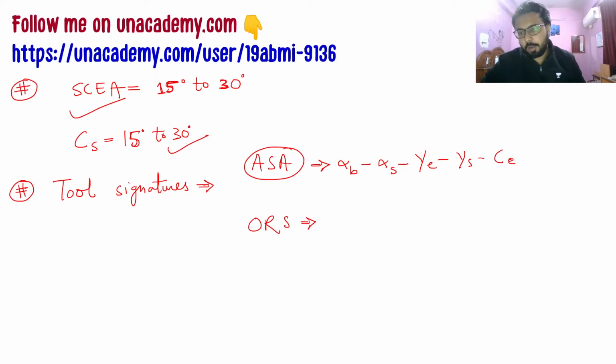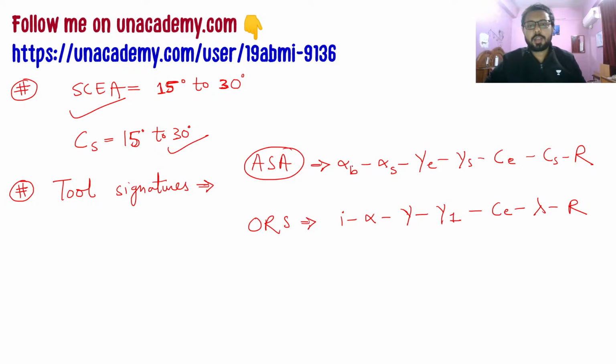So this thing you have to remember, so that you can do questions when a tool signature is simply given, and there are a lot of questions in which the tool signature is given. So you should remember these things. Here, alpha B is back rake angle, then we have side rake angle, then end relief angle, side relief angle, end cutting edge angle, side cutting edge angle, and nose radius.